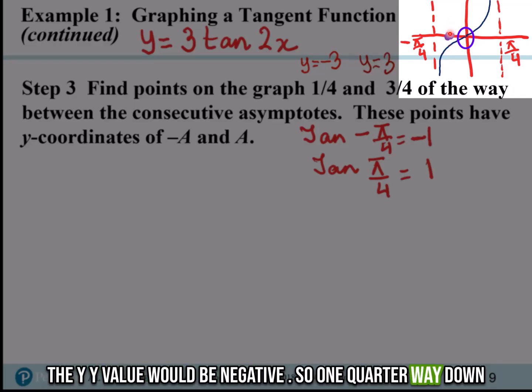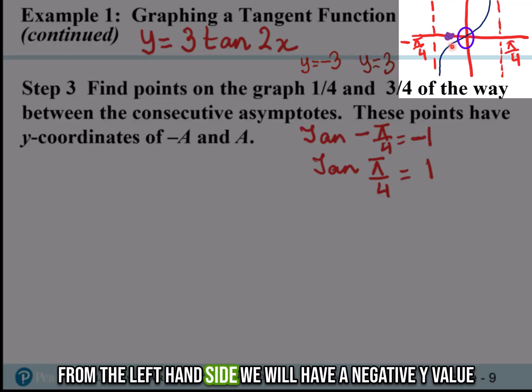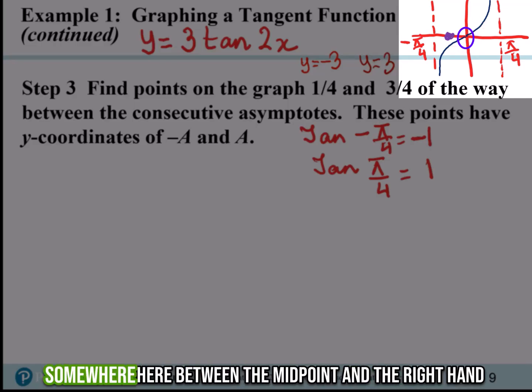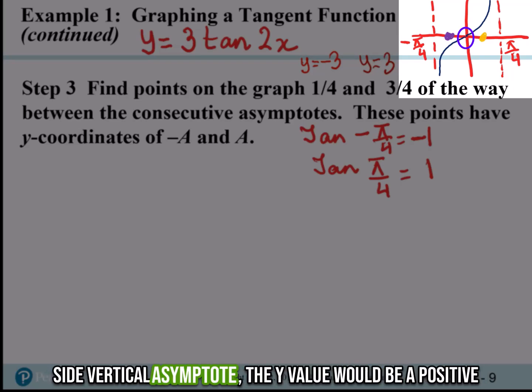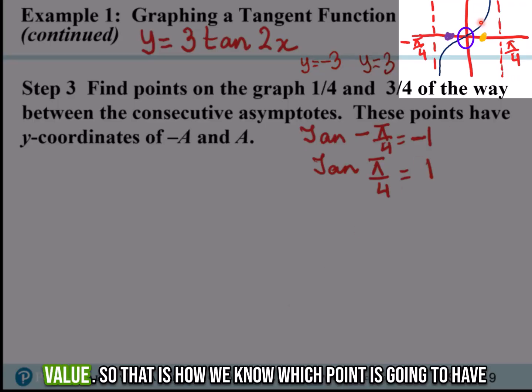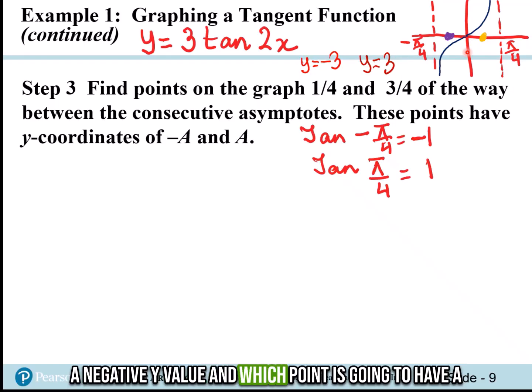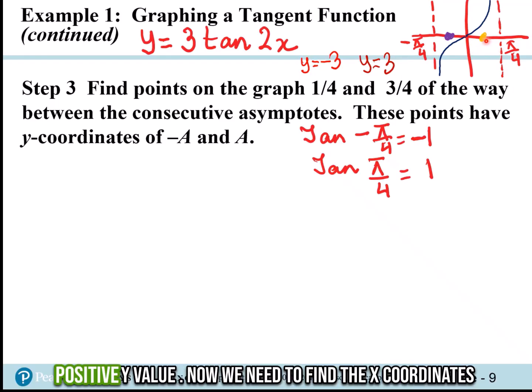So 1/4 way down from the left hand side, we will have a negative y value. 3/4 way down, which would be located somewhere here between the midpoint and the right hand side vertical asymptote, the y value would be a positive value. So that is how we know which point is going to have a negative y value and which point is going to have a positive y value.